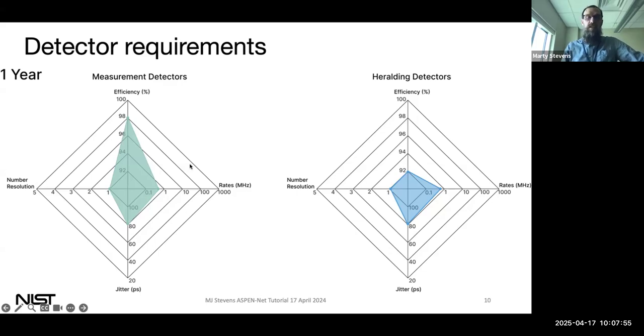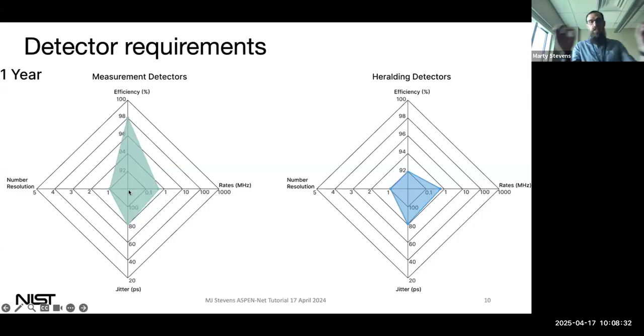So I'm going to show these radar plots, and I'll show several of these. Let me walk through what we've got. We have four different axes here. We've got number resolution going out to the left: 1, 2, 3, 4, 5. We've got efficiency going up, and you can see that we've really zoomed in on very high efficiency. Anything below 90% is not terribly interesting to us. So there's a lot of detail in just how close to 100% you can get. Off to the right, we've got count rates. This is a logarithmic scale. There's quite a variety there. And then down below is timing jitter.